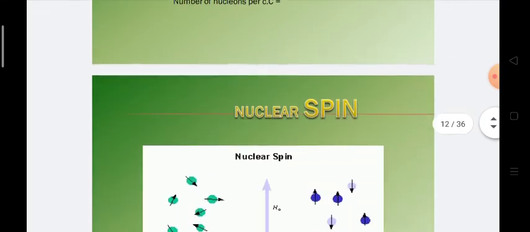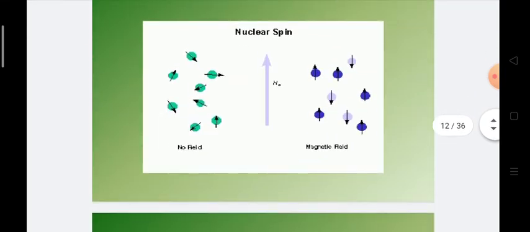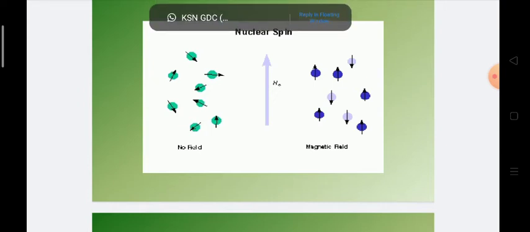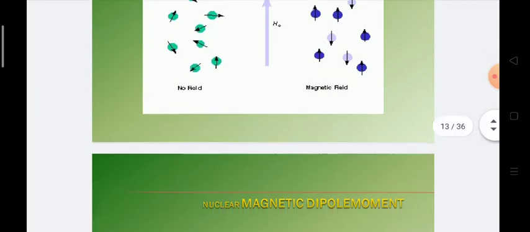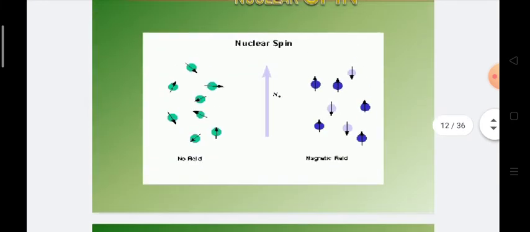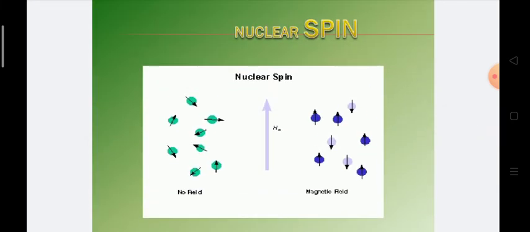Then comes the nuclear spin. Similar to our electron, protons and neutrons both will have spin, and the spin value will be equal to plus half or minus half depending upon its orientation, just like electrons. However, charge is only for the proton, but spin is for both the proton and the neutron, which is usually random in the absence of an external field, but it will take either plus half direction or minus half direction in the presence of a magnetic field.